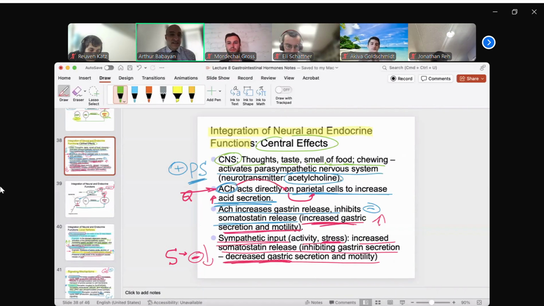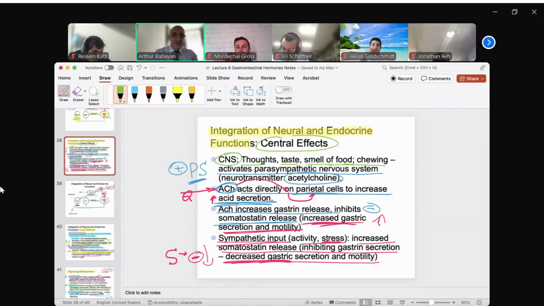of neural and endocrine function, that will be for the central effects. Central nervous system: if you think about the food, the taste, smell of food, chewing the food, you're going to activate the parasympathetic nervous system. That will take place by activation of acetylcholine. Acetylcholine acts directly on parietal cells, increases the acidity, and increases gastric secretion and motility.